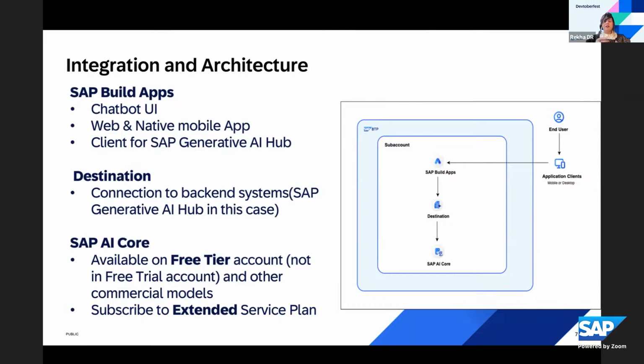If you would like to try the generative AI hub capability, it is not available in the free trial account, but it is available in the free tier account and other commercial models. When you subscribe to a free tier account, you have to go with the extended service plan in order to use the generative AI capabilities of AI Core and also the AI Launchpad.